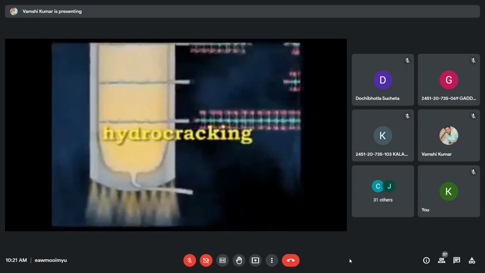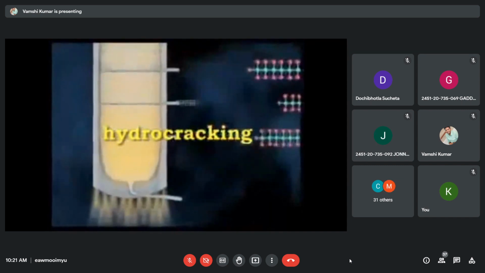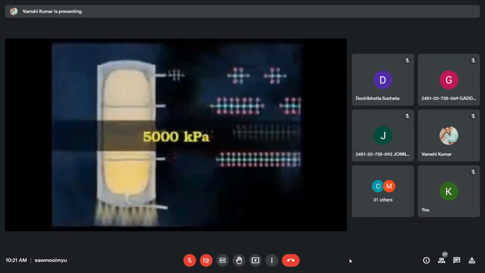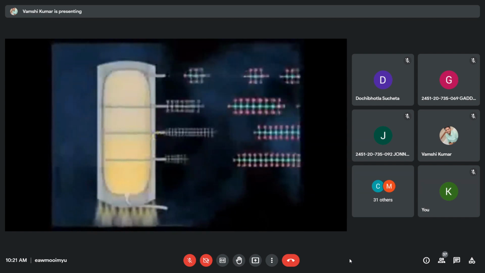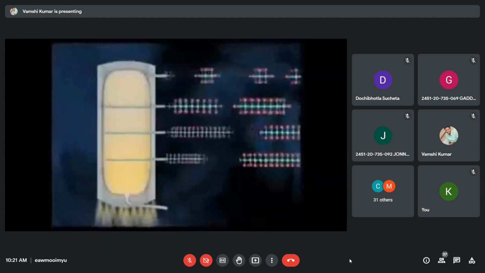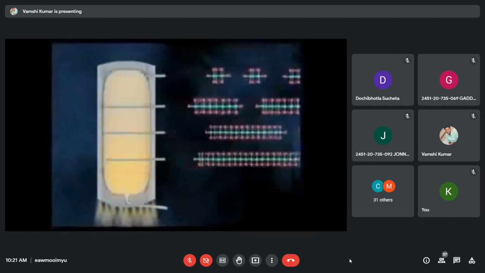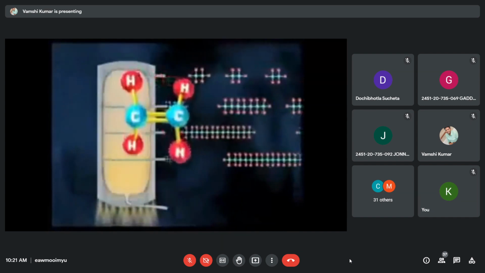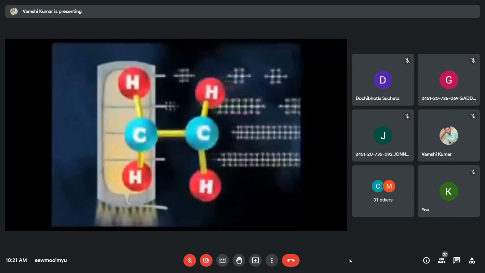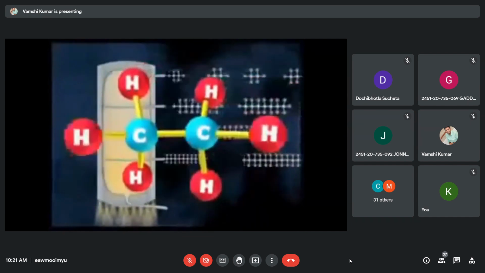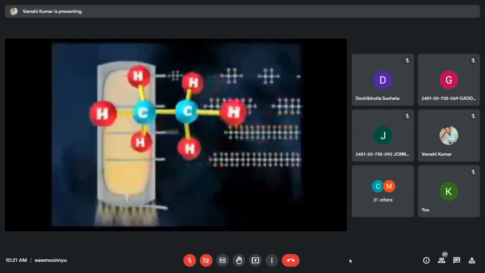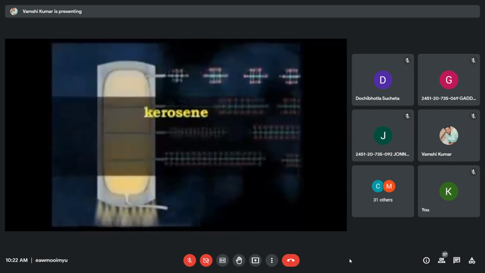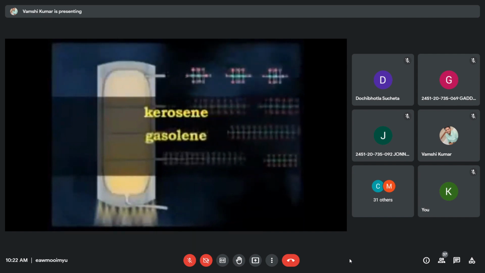In hydrocracking, crude oil is heated at very high pressure, usually around 5,000 kilopascals, in the presence of hydrogen, with a metallic catalyst such as platinum, nickel, or palladium. This process tends to produce saturated hydrocarbons, such as shorter carbon chain alkanes, because it adds a hydrogen atom to alkenes and aromatic hydrocarbons. It is a major source of kerosene jet fuel, gasoline components, and LPG.